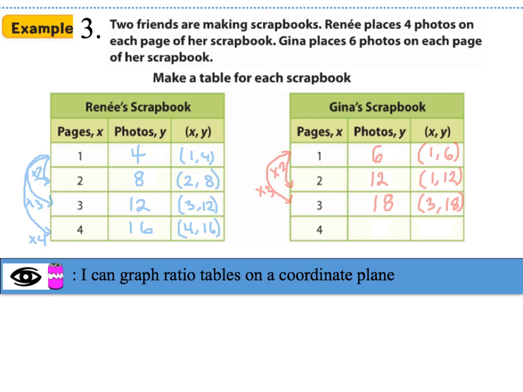And scale forward one more time, so I'm going to multiply it by 4. So on 4 pages, she's going to have 24 photos, and her ordered pair is 4, 24. So those are the completed tables for both Renee and Gina's scrapbook.